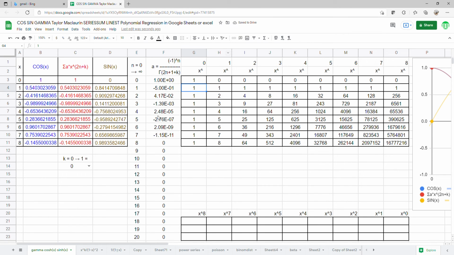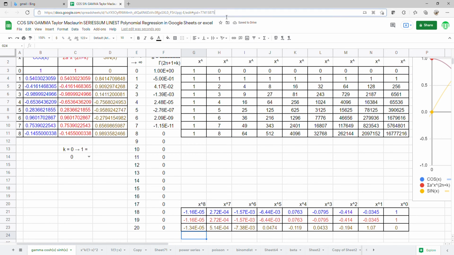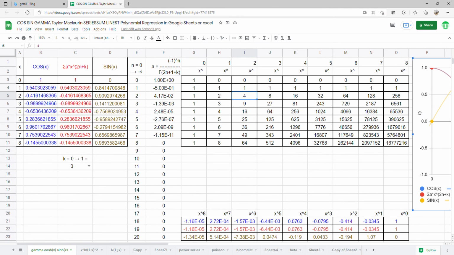Now we can use Linest. This will be Linest data y and data x. That's for the cosine. This is also Linest for the expansion. Data y and data x. And finally, this is going to be also Linest for the sine function. Data y and data x. So here we have the expansion coefficients and we compare.